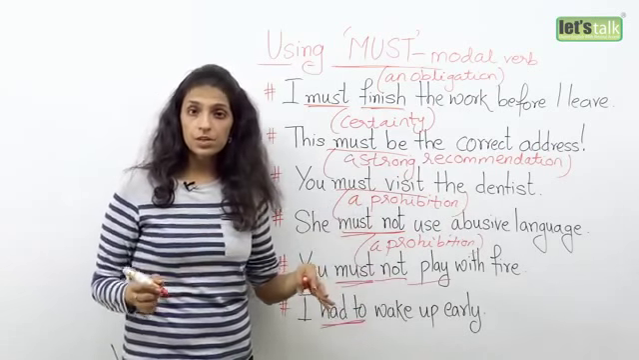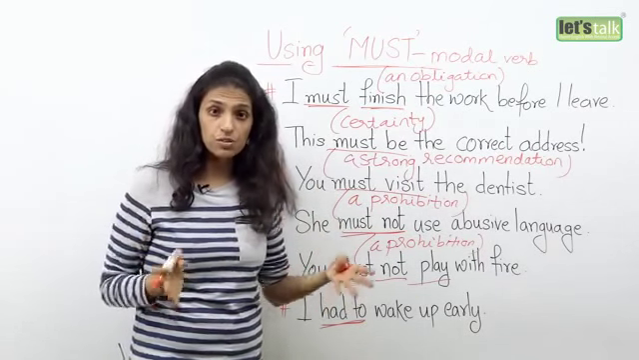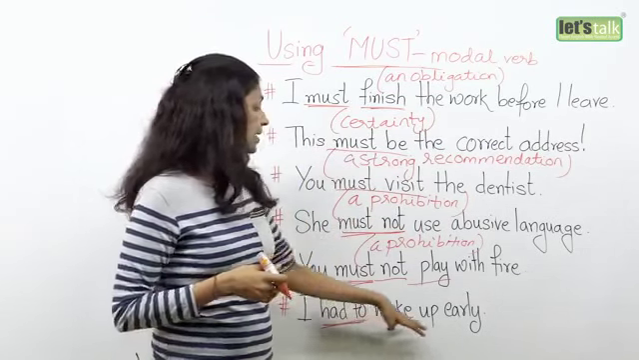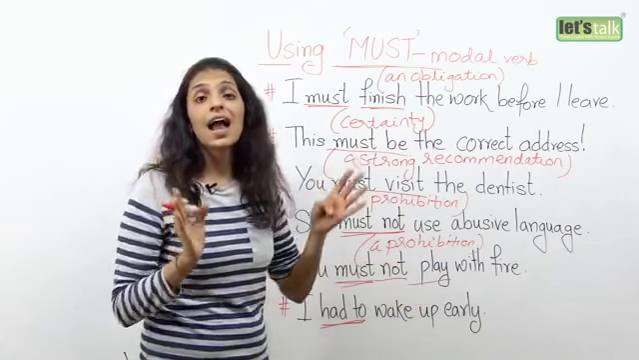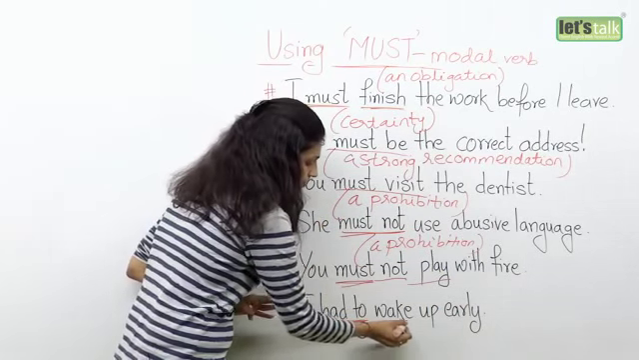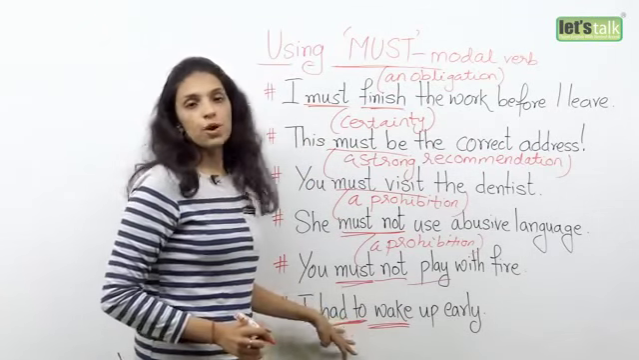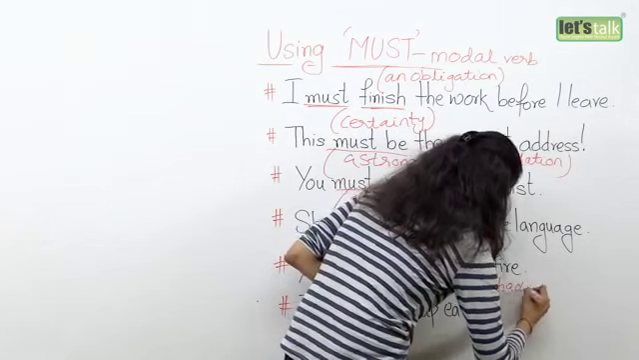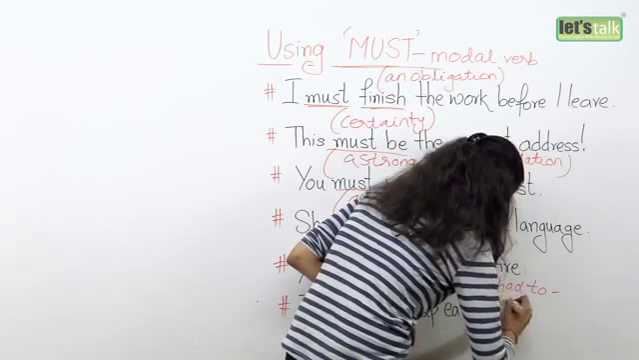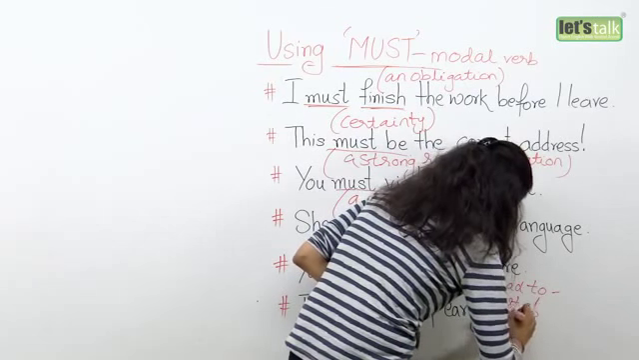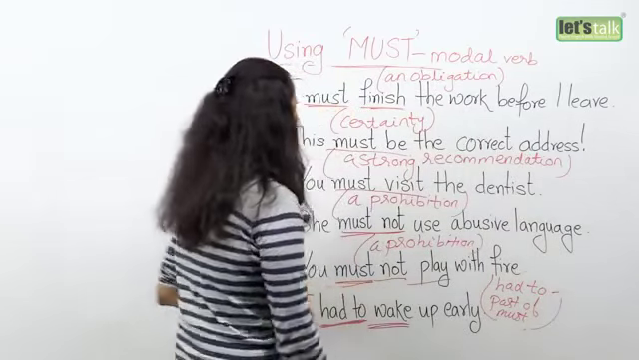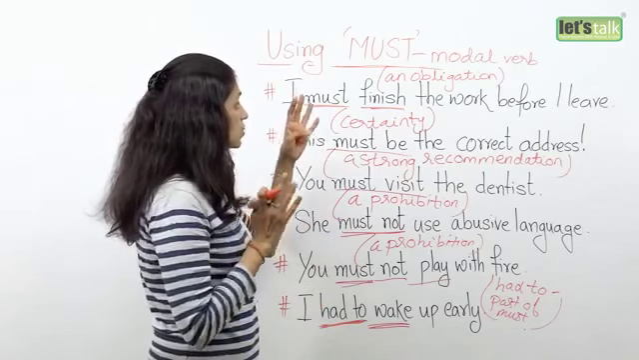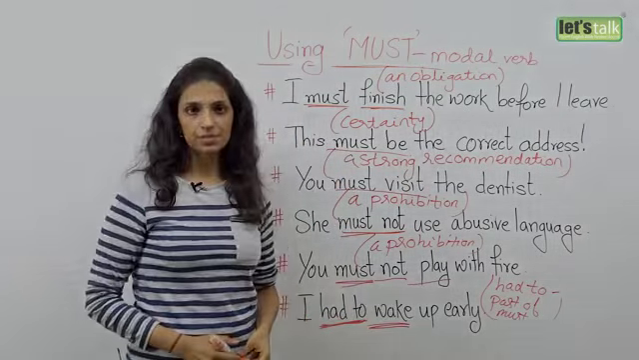So I must wake up early is a strong recommendation, something that I must do regularly. But if I want to tell you about yesterday or last week, I had to wake up early. So it's the past of must. I had to wake up. So remember, had to with the verb in the first form is the past of must. Okay friends, I hope these examples are clear to you. Now we're going to take a look at how to use must in questions and with the past participle.